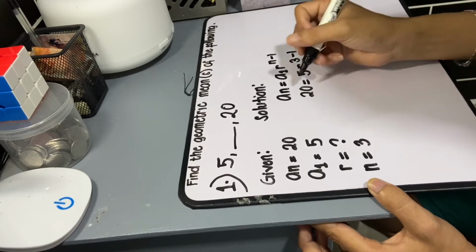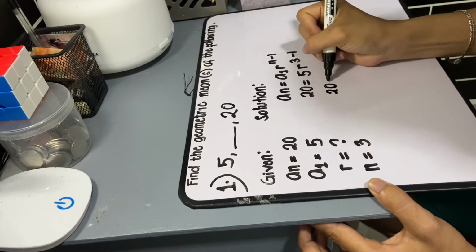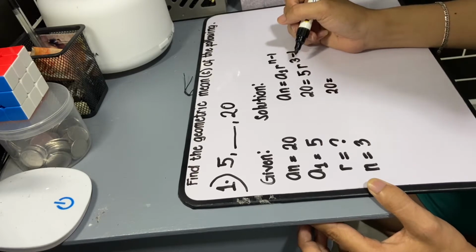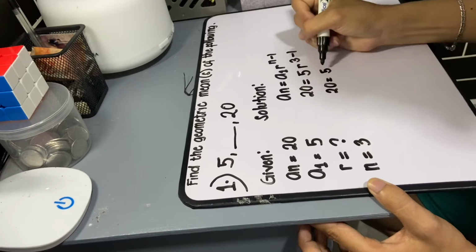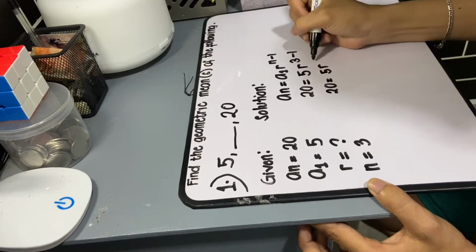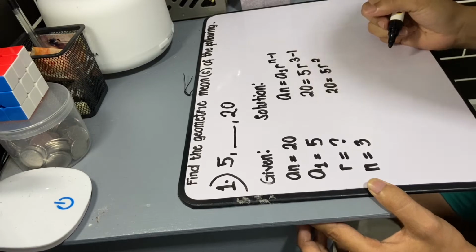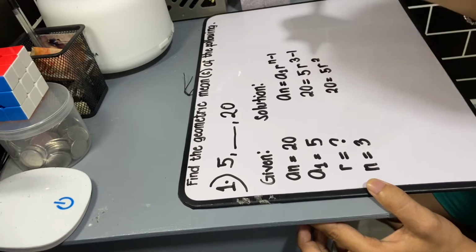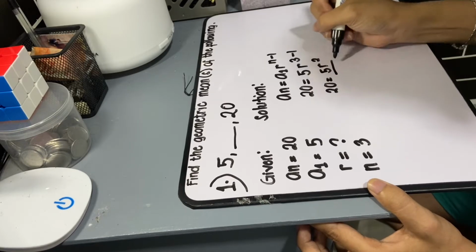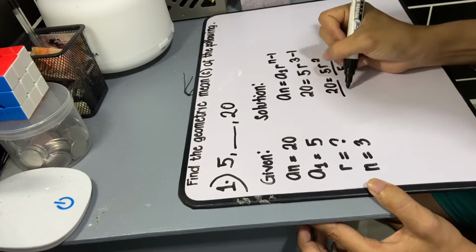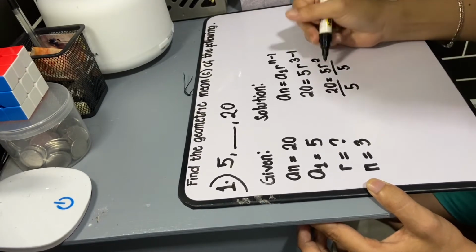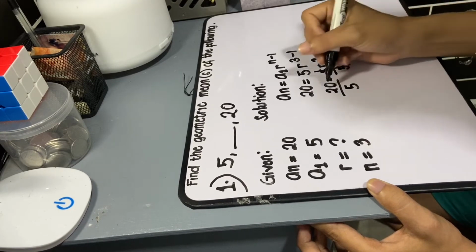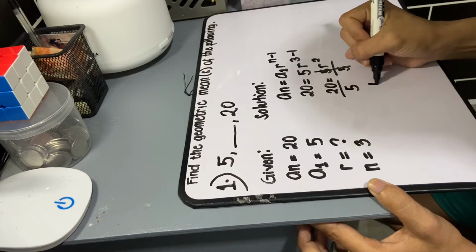So we write 20, and we multiply 5 and R raised to the power of 3 minus 1. Three minus 1 is equal to positive 2. This time we are going to eliminate 5 in order to have only R, since we are looking for the value of the common ratio. So divide by 5. Of course, we also divide the other side by 5. We cancel out the 5s since they are the same, and 20 divided by 5 is equal to 4.